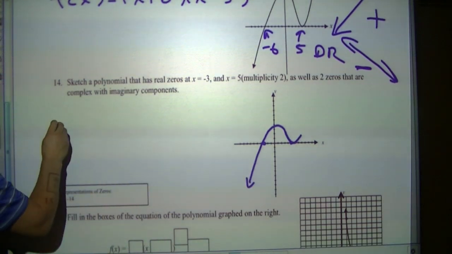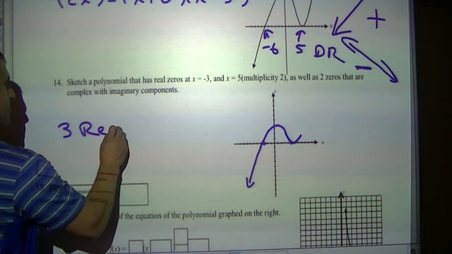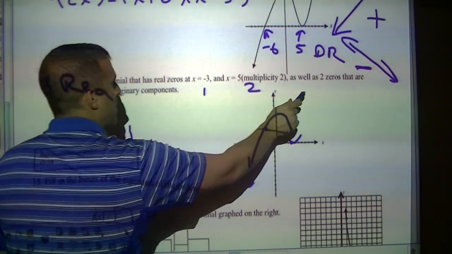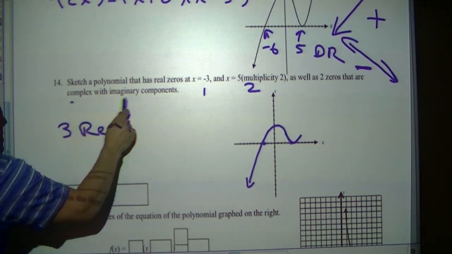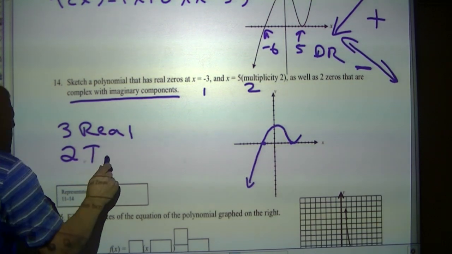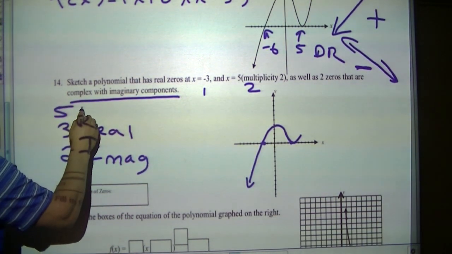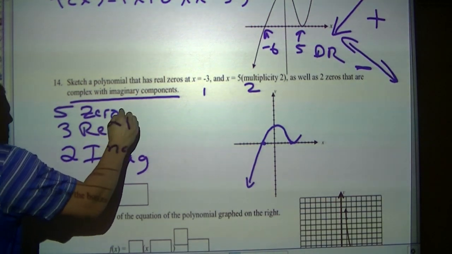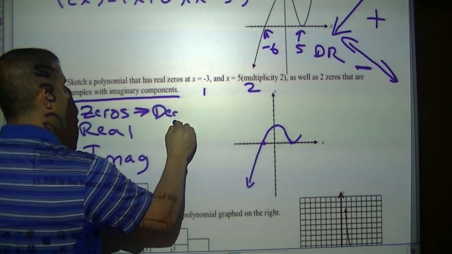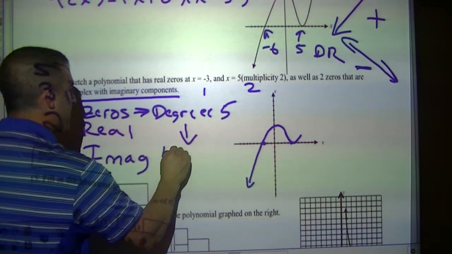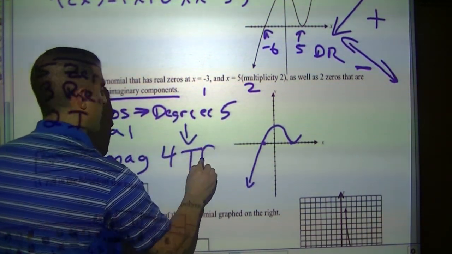Now, I got 3 real, okay, because this counts as 1, this counts as 2, total of 3. They want me to put 2 zeros that are imaginary. So that's 2 imaginary. So here's what that means. I've got 5 zeros. That means I have a degree 5, okay? And if I have a degree 5, I've got to have 4 turn points.